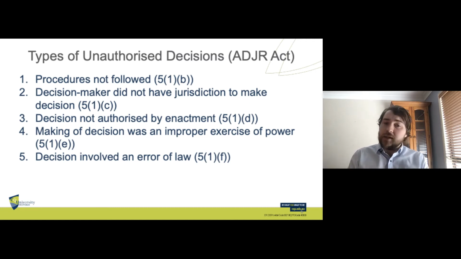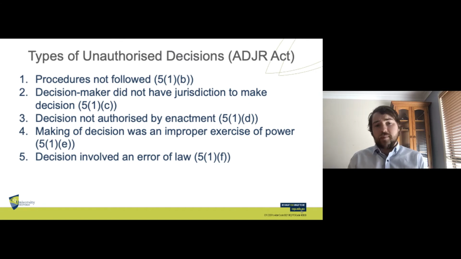The second is that the decision maker didn't have jurisdiction to make the decision. So there is some problem with the authority that was given to the decision maker. The third is that the decision was not authorised by enactment. So really, that really is captured by the principle of legality that we've talked about. You can't point to a law that says the decision maker can make this decision.